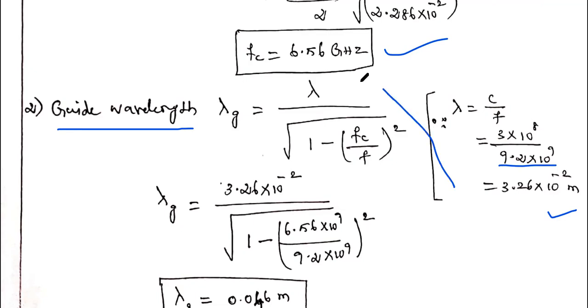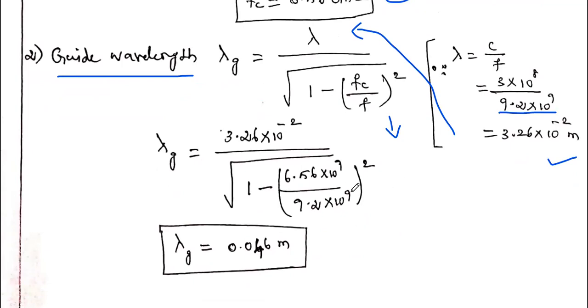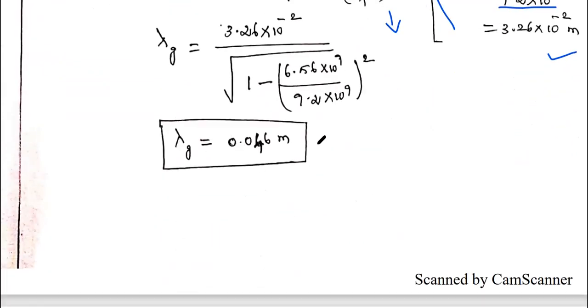So lambda value you substitute here. fc value just now we calculated 6.56 gigahertz, and the operating frequency, you know, 9.2 giga. So after substituting you may get lambda g, you see 0.046 meter. It is 4.6 centimeter. So the guide wavelength calculated.